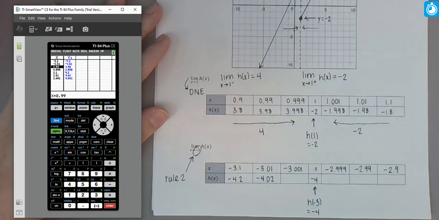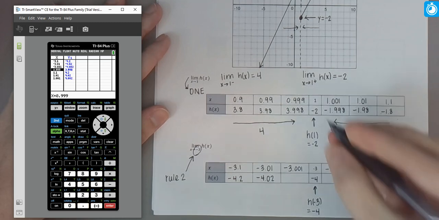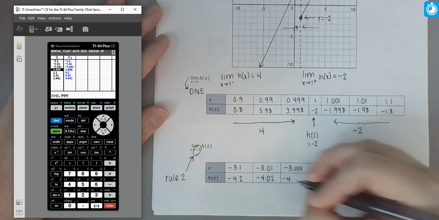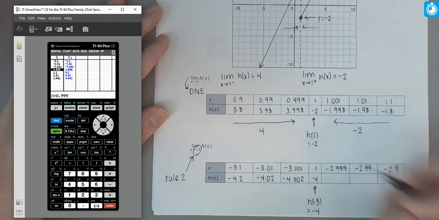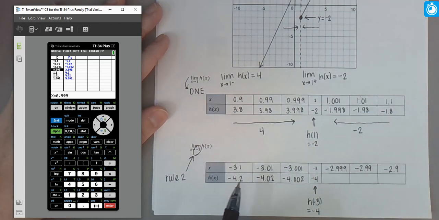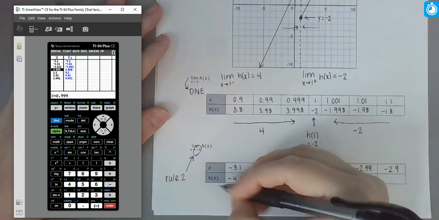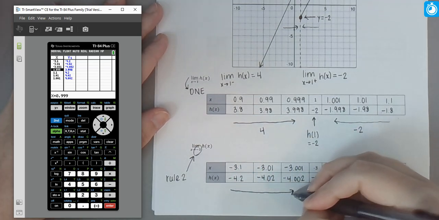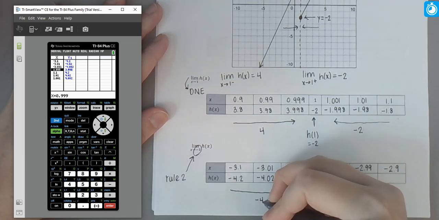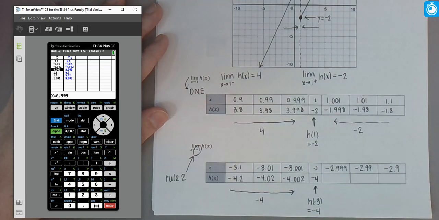And again, you'll probably start to see the patterns with these. Negative 3.001, and we're at negative 4.002. So we're getting closer and closer to a value of negative 4. Which makes sense based on the function value we have as well. From the left-hand side, we're approaching negative 4, and at negative 3, we're at negative 4.